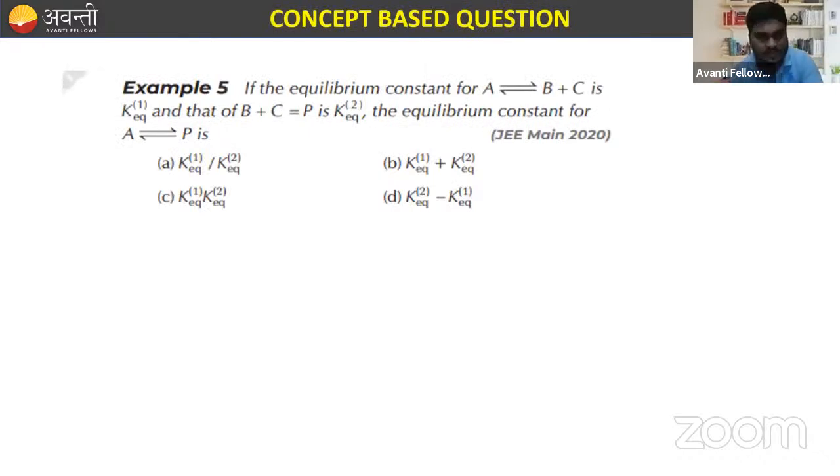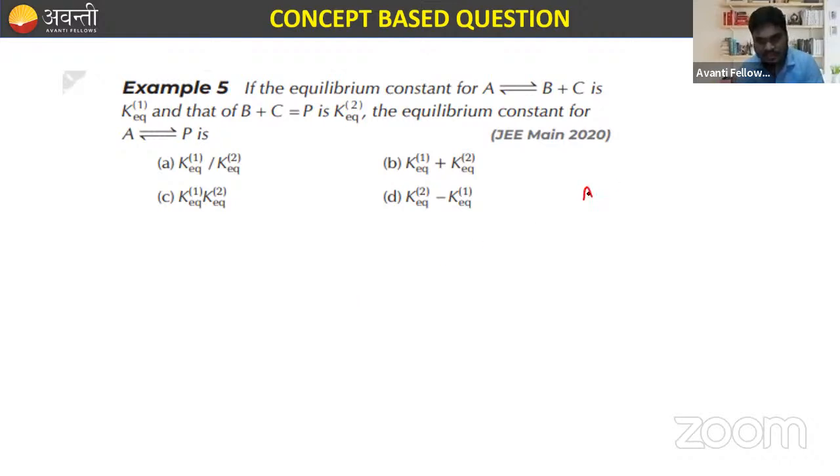Now, this question is also very important. This is also a JEE Mains question. In this question, they are asking you to calculate a relationship. If the equilibrium constant of A going to B plus C is K1, and that of B plus C going to P is K2, you have to calculate the equilibrium constant for A going to P.